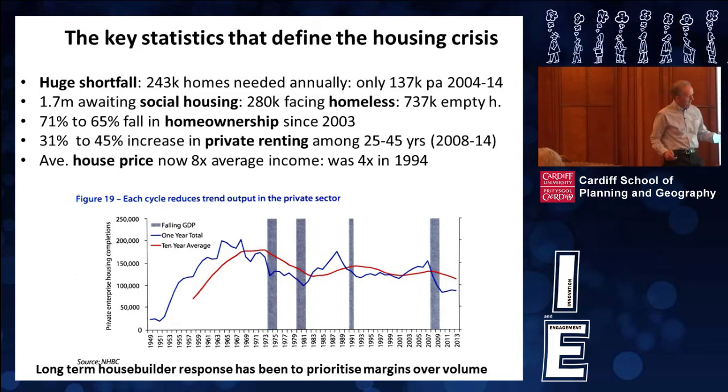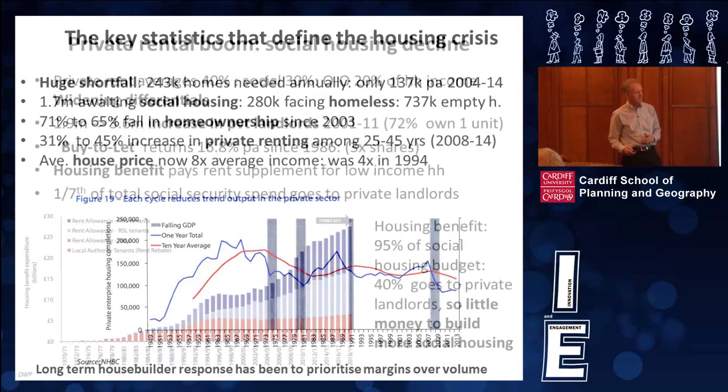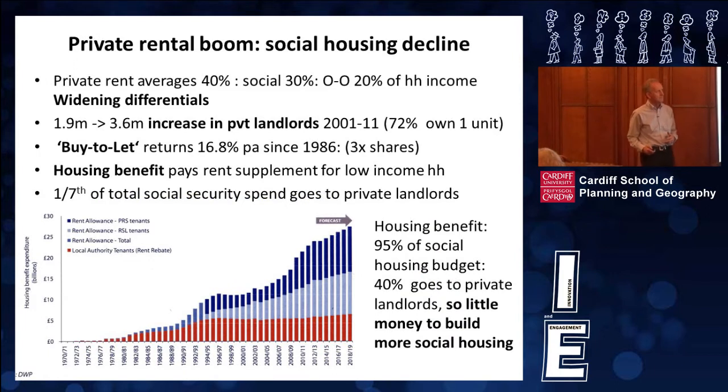And also, when you look at the house builders' response, the house builders, of course, very susceptible to economic downturns, but what you notice in the supply curve is that they are not increasing supply. They're decreasing it gradually because they're prioritizing the margins, the profitability, really, over volume. And that's a rational response, really, to the cyclical nature of the housing market. But it's not helpful, of course, from our point of view.